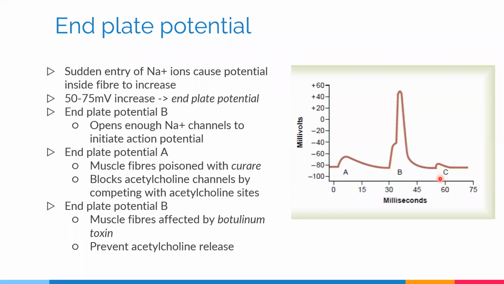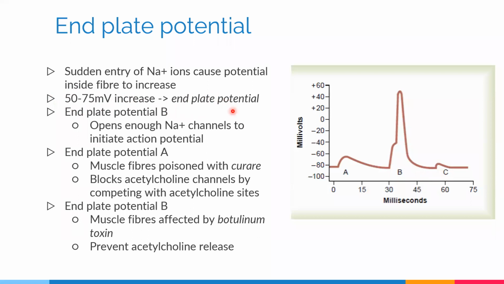Now we come to the concept of end plate potential. End plate potential is the potential of the muscle fiber itself after an action potential has been initiated, or the nerve has tried to stimulate it. The sudden entry of sodium ions causes the potential inside the fiber to increase. The increase of the resting potential of the muscle from its normal value by 50 to 75 millivolts initiates the action potential and is known as the end plate potential of the muscle fiber.